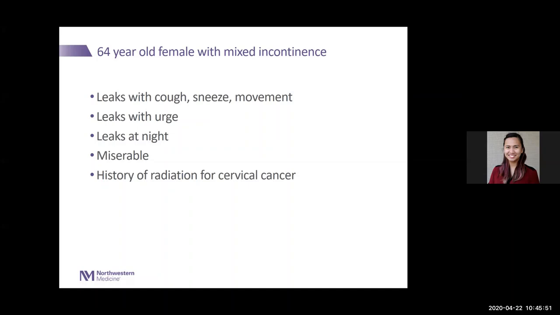I don't know if you guys have managed cervical cancer radiation patients. They get very high dose radiation. And as you can imagine, the cervix being right there by your bladder and your ureters, this can cause some real problems later on.